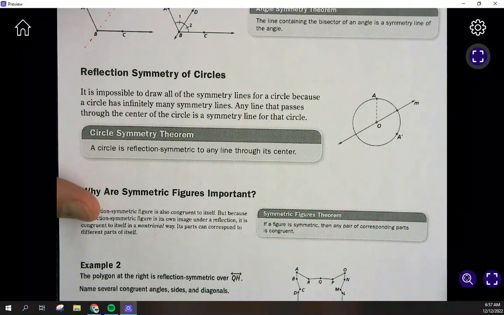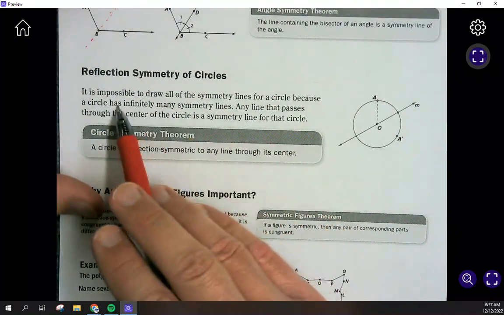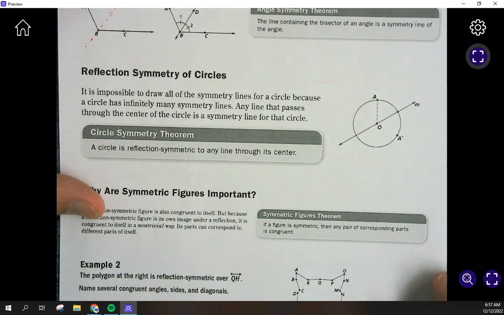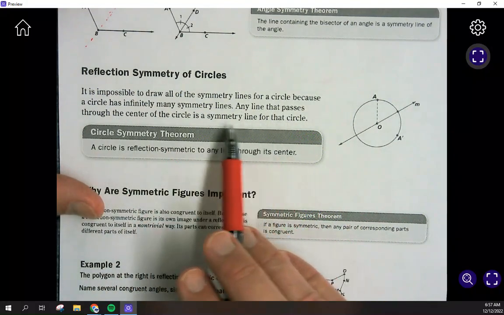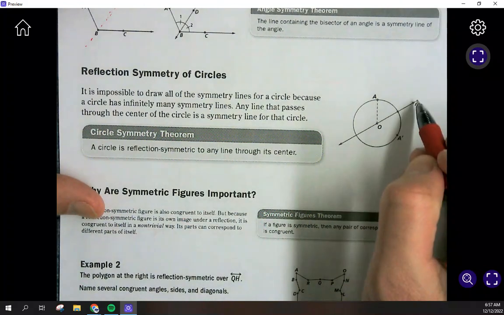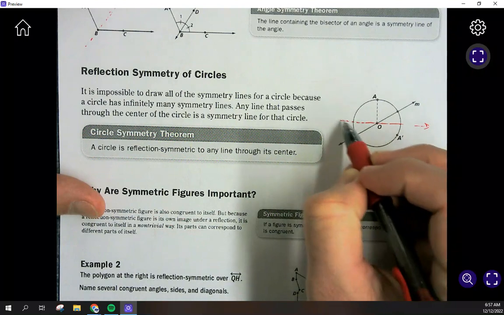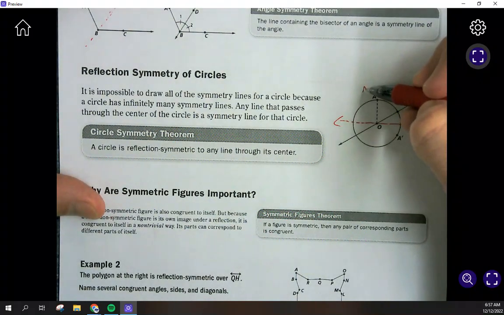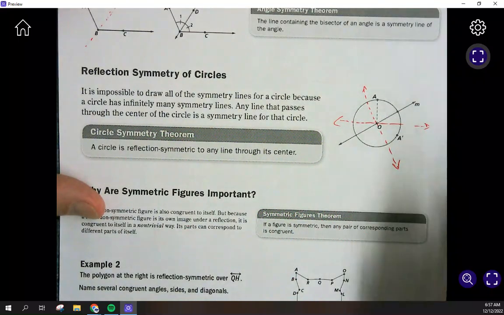All right, how about circles? If I asked you to draw all of the lines of symmetry of a circle, you would not be able to do it because a circle has an infinite number of symmetry lines. You can just keep going on and on and on. There is not a finite or an exact amount of lines that create symmetry for a circle. Any line that passes through the center of the circle is a symmetry line for it. So you've got this one drawn right here through the center. I could draw another one through the center this way. And again, if I fold over or reflect over that line, I still have the same circle. I can draw it this way. As long as it goes through the center of the circle, it'll be a line of symmetry.